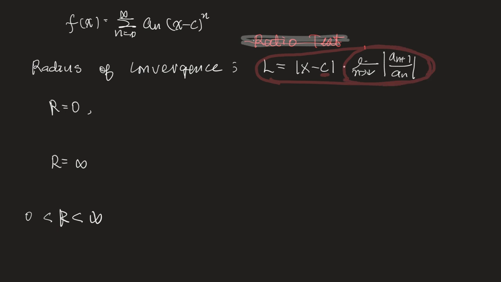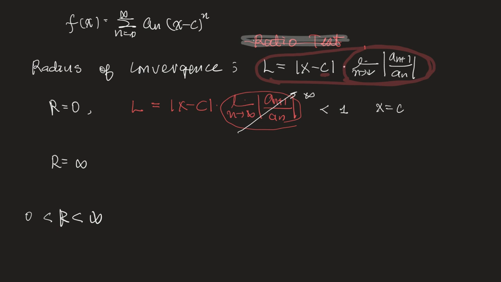The first case is R equals 0. L is this limit. You want to find L, the absolute value of x minus c times the limit as n approaches infinity of an plus 1 over an. This should be less than 1, but this goes to infinity. How do we make this always less than 1? That's R equals 0. This is x equals c, only one single point. Because x equals c makes this 0, and 0 times infinity is less than 1. In that case, R is 0.